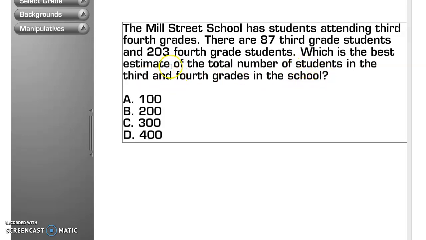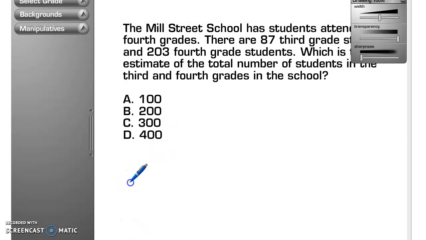I'm going to box the clue word estimate. And now I'm going to make my problem. I know 87 can be rounded to 100 to make it easier. I also know 203 can be rounded to 200 to make it easier as well. And I know that 100 plus 200 equals 300. So my answer has to be letter C.